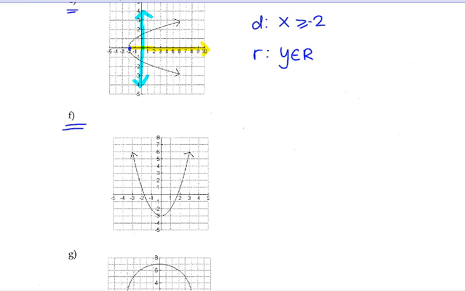Domain. How far left will your graph go? It's going left and left and left forever. Is it going to keep going to the right? Yes. So x is an element of the real numbers. Range. Up and down. Where does it start for up and down? So y is greater than or equal to -3. It's above -3.